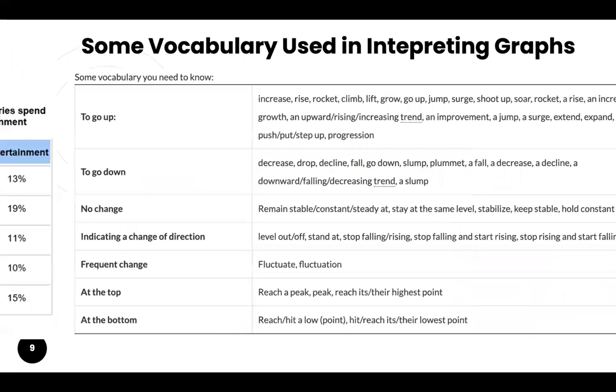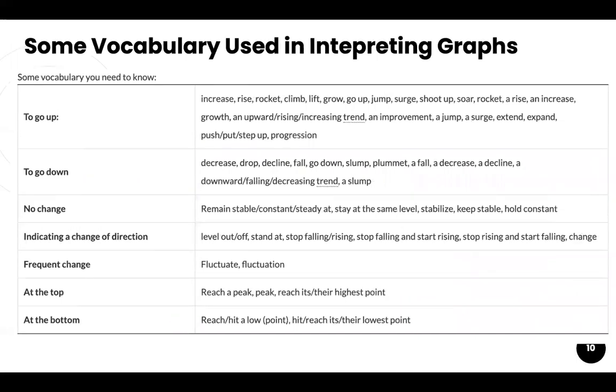All right. So let me talk about some of the vocabulary or words that you can use in interpreting graphs. If there is an increase in terms of percentages or population, you can use increase, rocket, climb, lift, grow, etc. To go down, you have vocabulary like decline, decrease, plummet, slump, etc. For no change in terms of percentages or population, you can just say remains. It remains stable or steady. It stabilizes, or it holds constant.